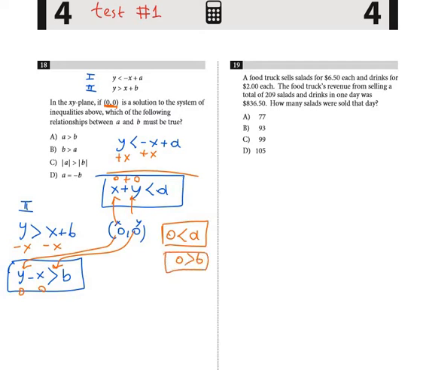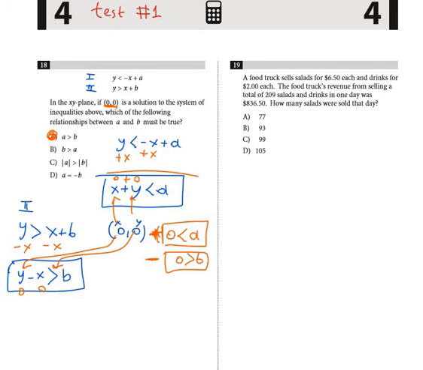If 0 is less than a, that means a is a positive number. And if 0 is greater than b, that means b is a negative number. So now we can compare this. If a is positive and if b is negative, a is always going to be greater than b. So this is the answer.